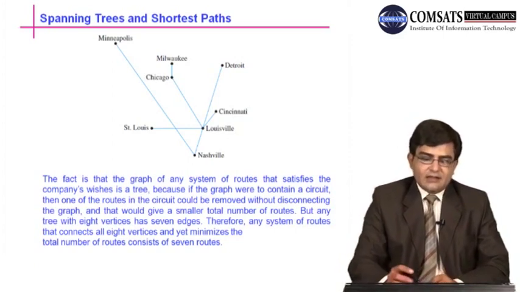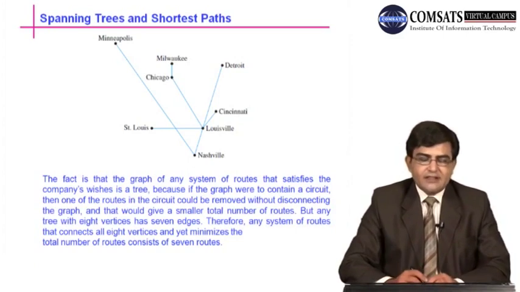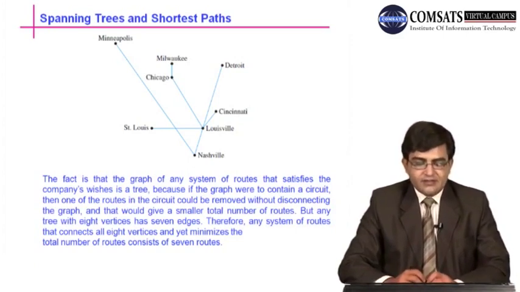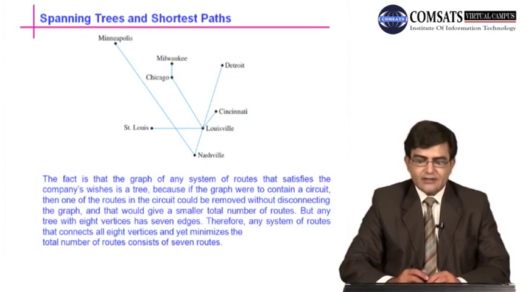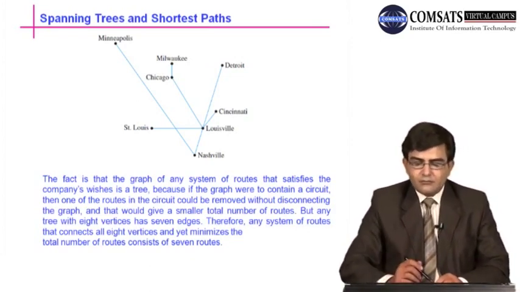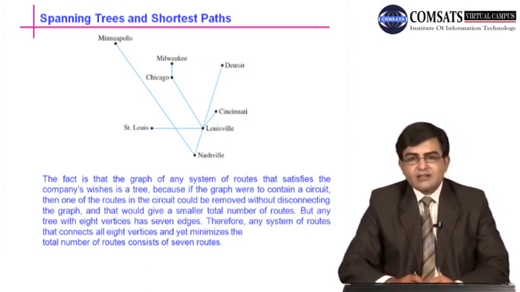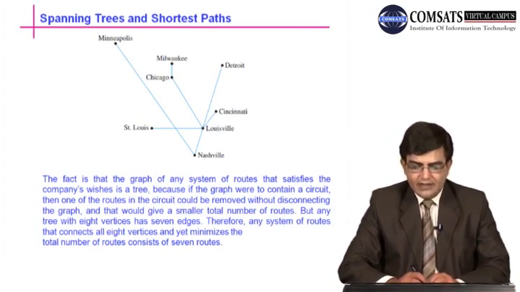The fact is that the graph of any system of routes that satisfies the company's wishes is basically a tree, because if the graph were to contain a circuit, then one of the routes in the circuit could be removed without disconnecting the graph, and that would give a smaller total number of routes. But any tree with 8 vertices has 7 edges.